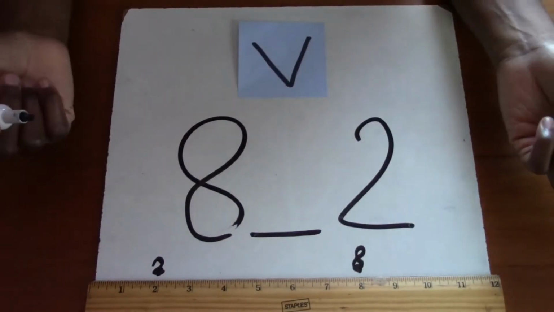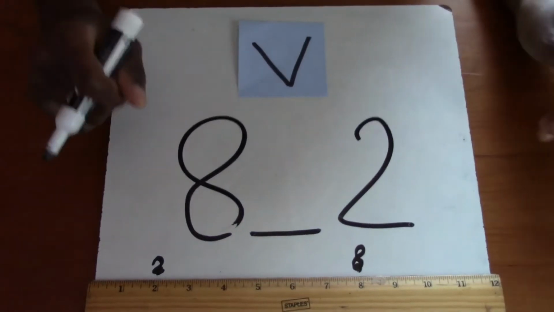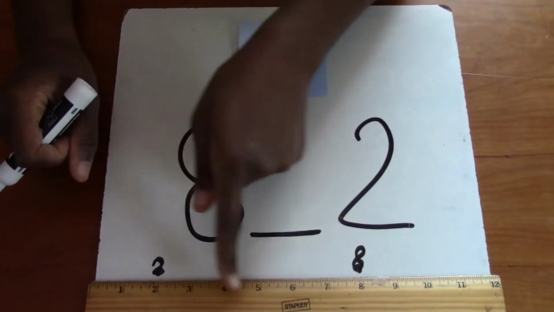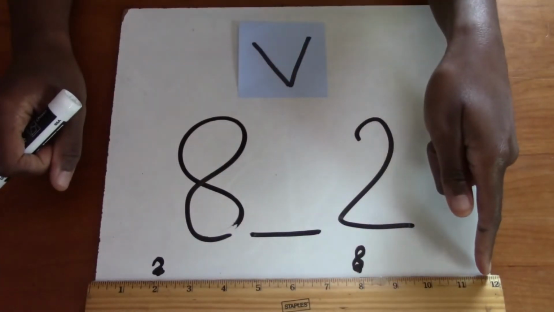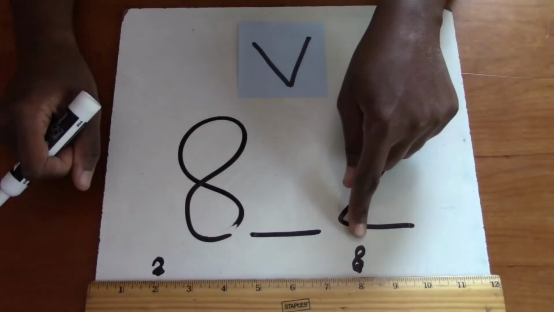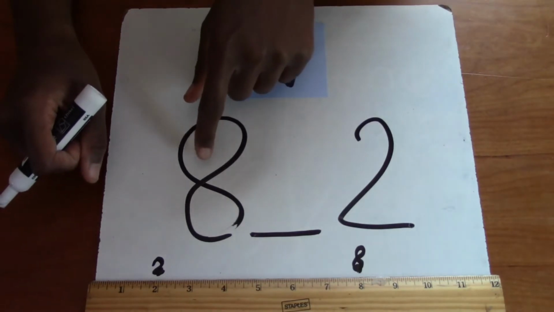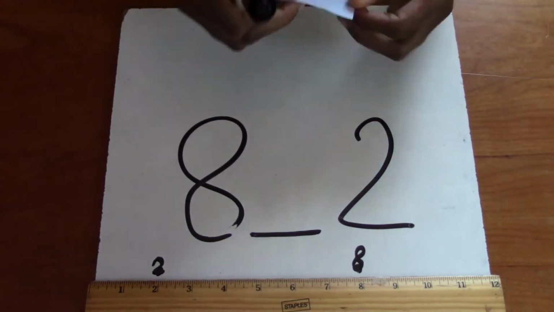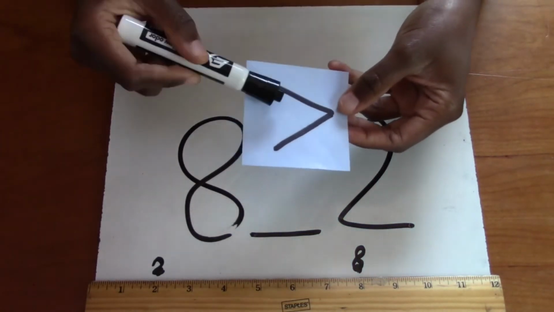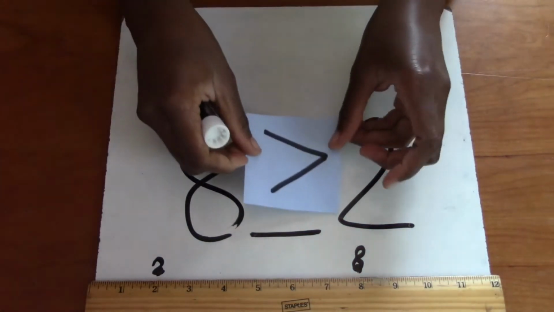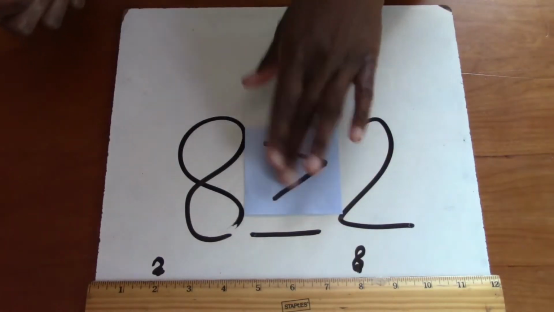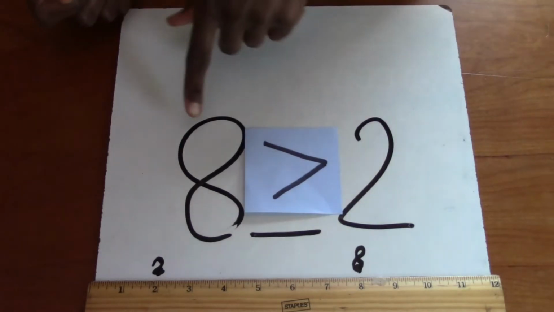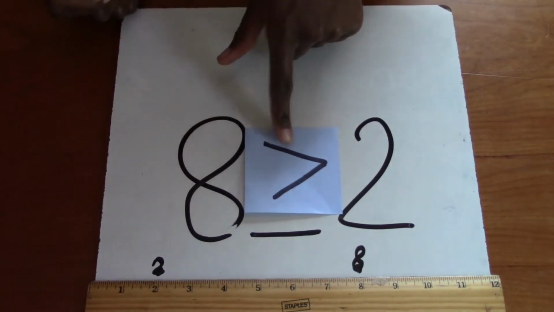So which one is smaller? Or which one's larger? That's the question I want to ask. Which one's a bigger number? The bigger number is going to be further down on your number line. So the bigger number would be 8. 8 is a larger number. So remember, my symbol is greedy and it always wants to eat the larger number. So it's going to face that way, larger. Okay? So 8 is greater than 2.